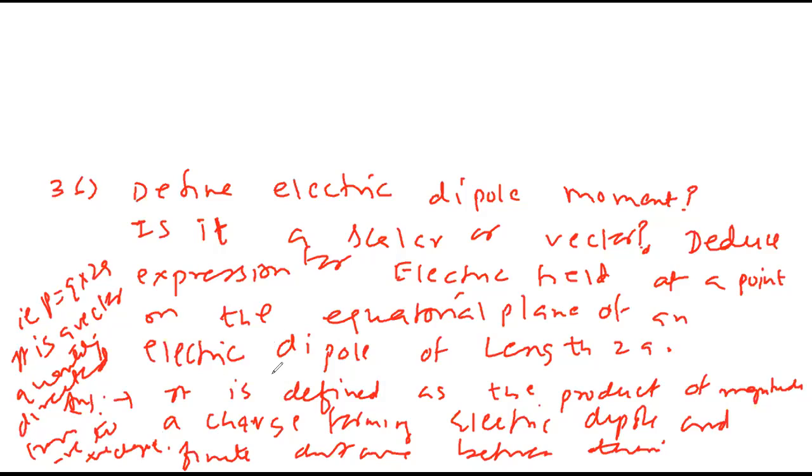It is defined as the product of the magnitude of a charge forming an electric dipole and the finite distance between them. That is p equals q into 2a. It is a vector quantity directed from negative charge to positive charge. Next part is given: deduce an expression for the electric field at a point on the equatorial plane of an electric dipole.